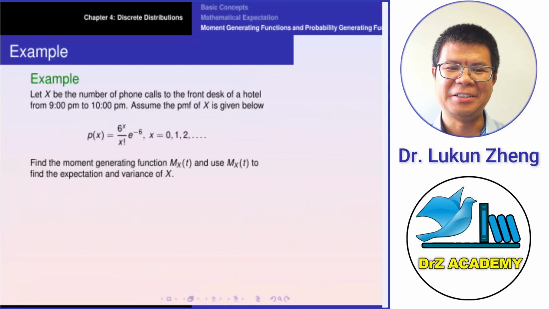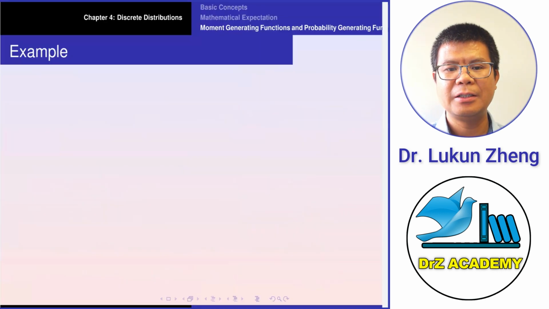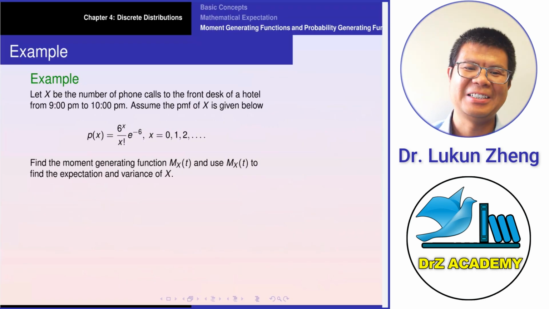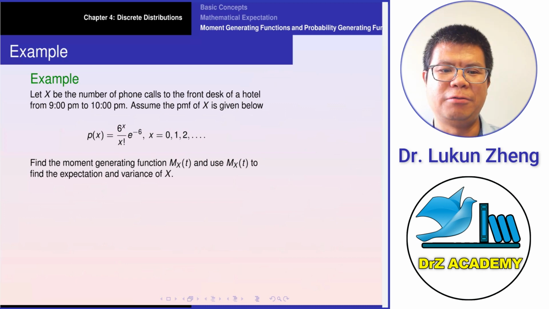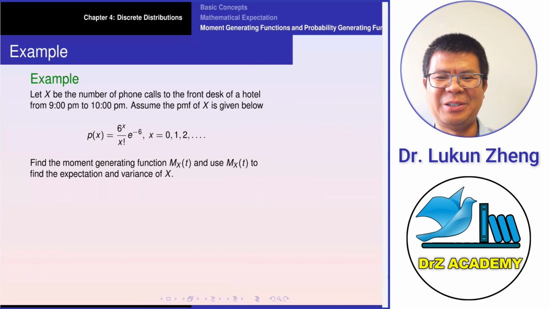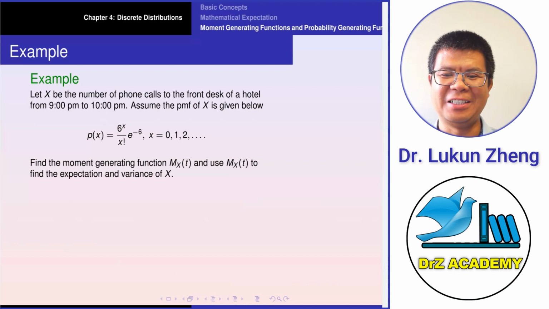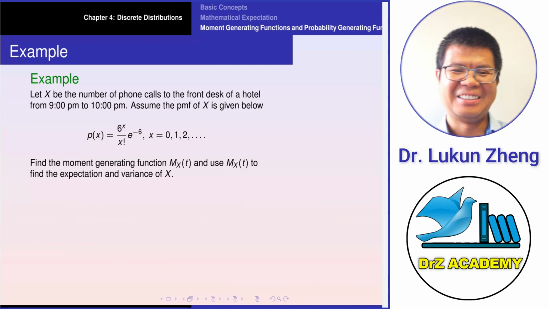Now let's consider another example. Let X be the number of phone calls to the front desk of a hotel from 9 p.m. to 10 p.m. Assume the PMF of X is given below. Now find the moment generating function M_X(t) and use it to find the expectation and the variance of X. All right, let's do this. Solution.